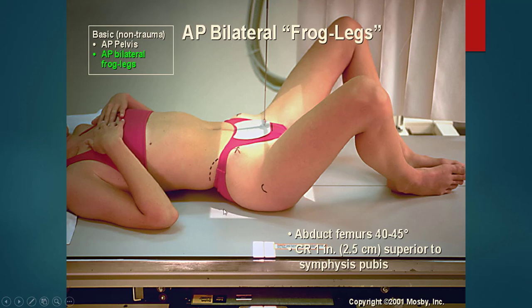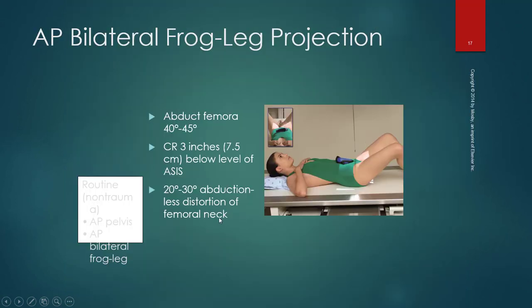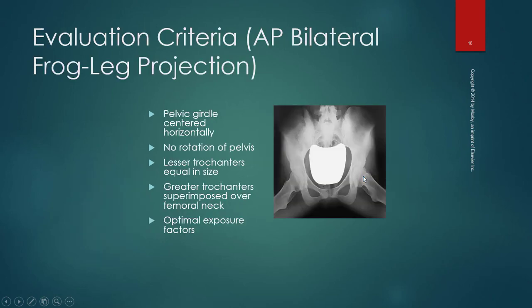So once you have your AP positioned, the only thing you're doing is raising their legs up and dropping them out to the side. So an AP bilateral frog pelvis is going to look something like this. Technique does not change, but what does change is the position of that greater trochanter is now superimposed. Lesser trochanters are pulled out.